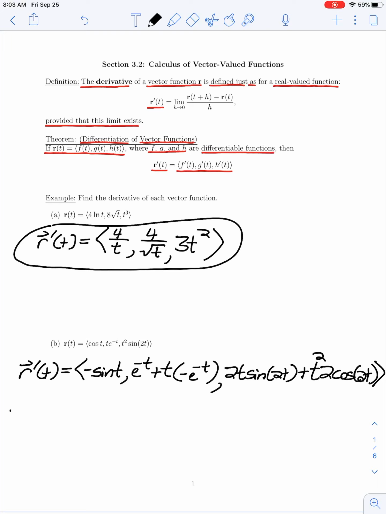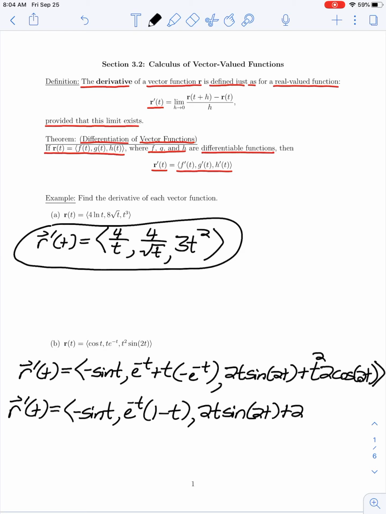So let's simplify this a little bit. Our derivative of this vector function is negative sine t. Our second component, if we factor out an e to the negative t from each term, we're left with a 1 minus t. And for our last component, we have a 2t sine of 2t plus 2 times t squared cosine of 2t.